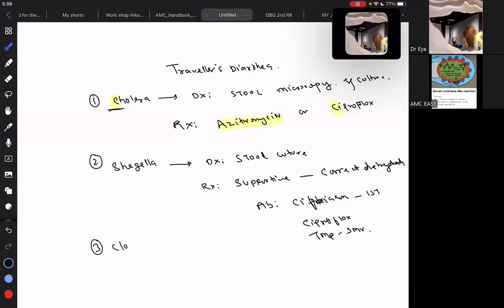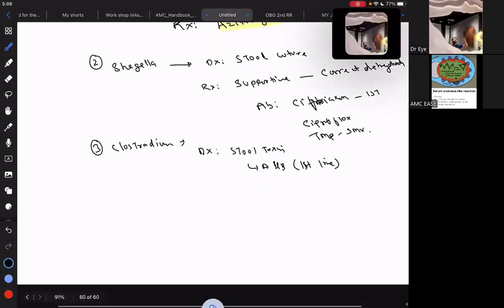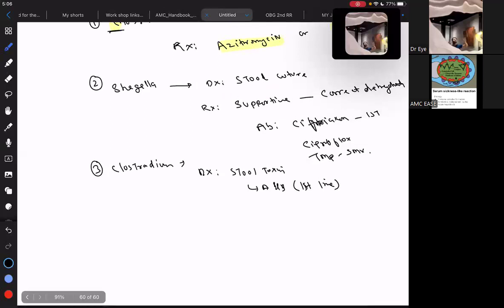Then the third one is Clostridium. Of course, the diagnosis is stool toxins A and B. Please remember this, this is the first line diagnostic test for Clostridium. Then the treatment for the first episode, please remember this, because in India and Pakistan we go for vancomycin as first line treatment, but in Australia Clostridium difficile is still sensitive to metronidazole. Therefore, we have to go for metronidazole.